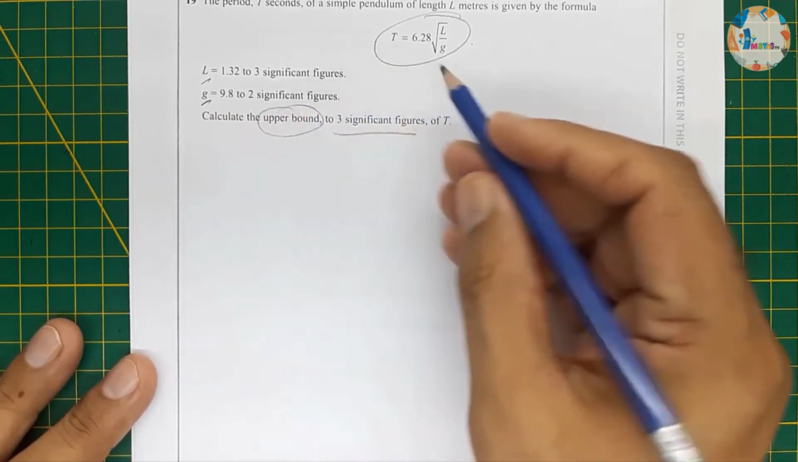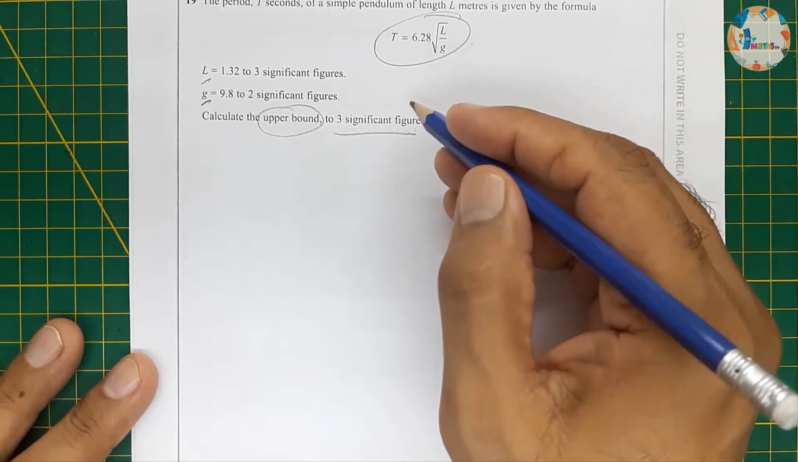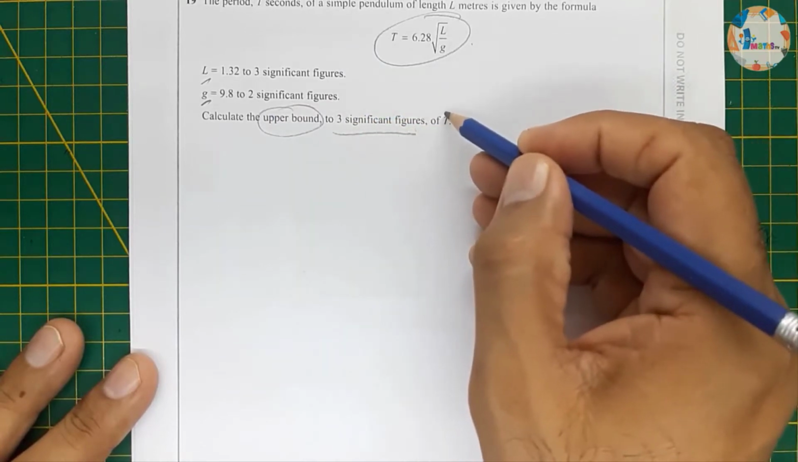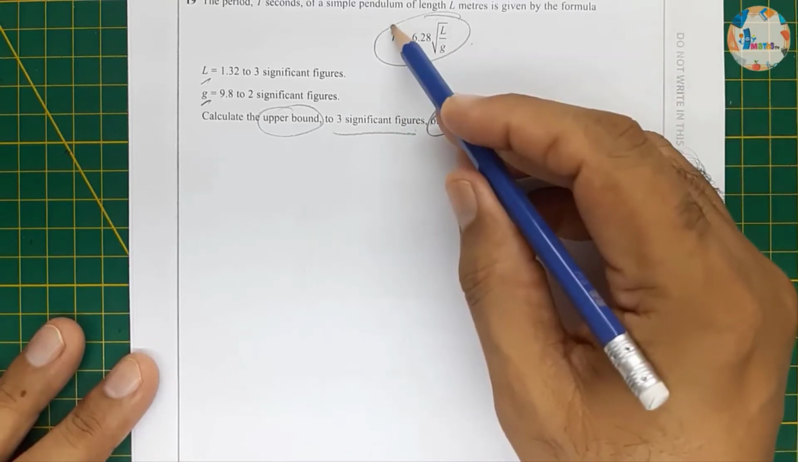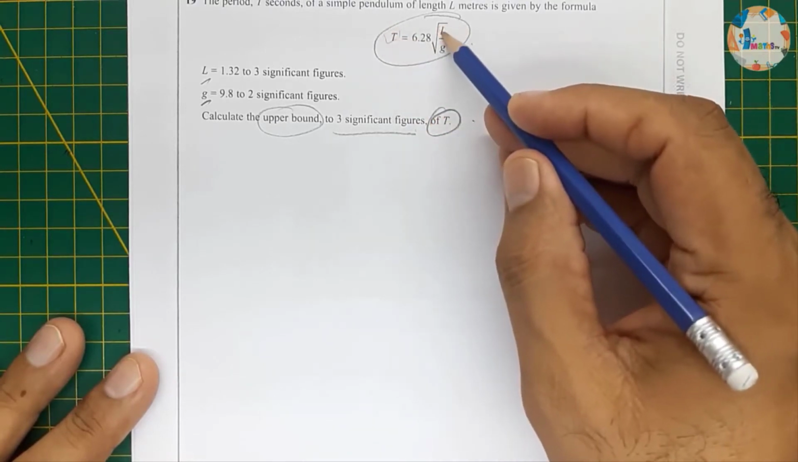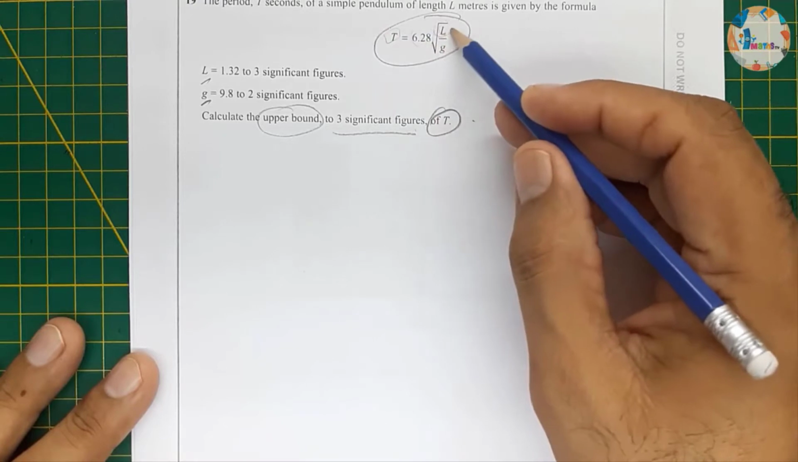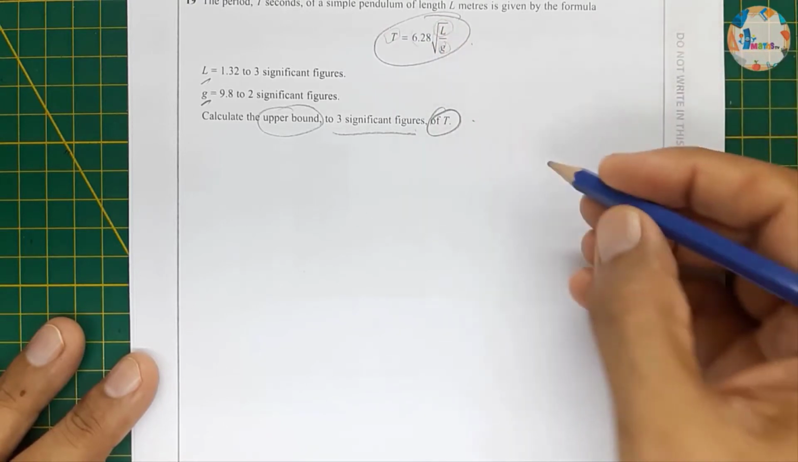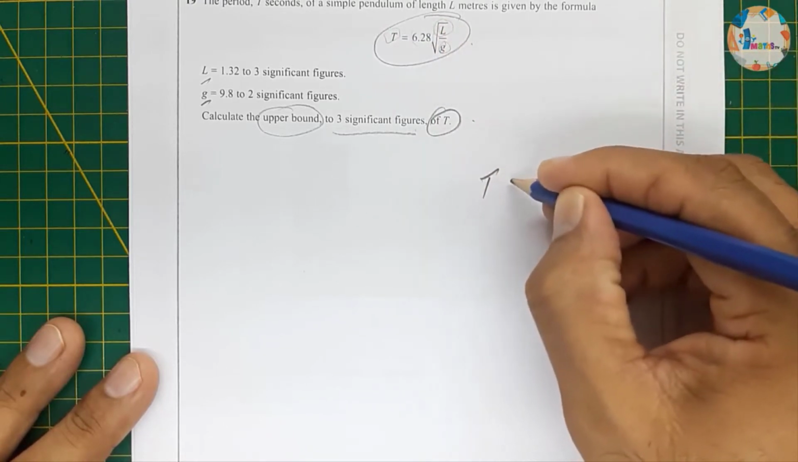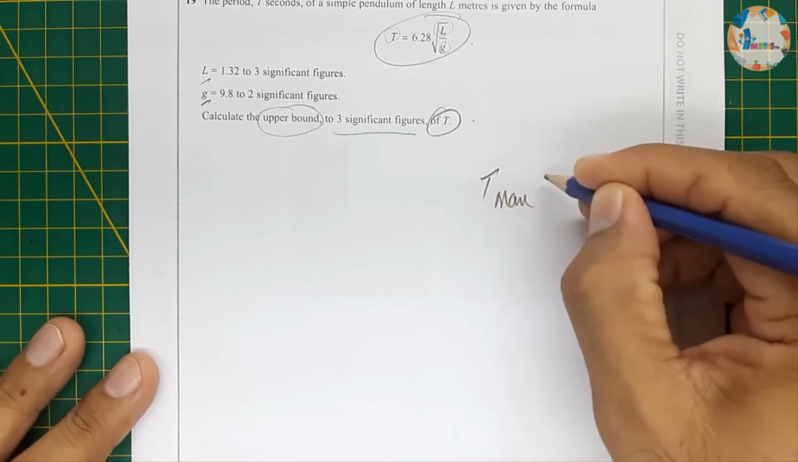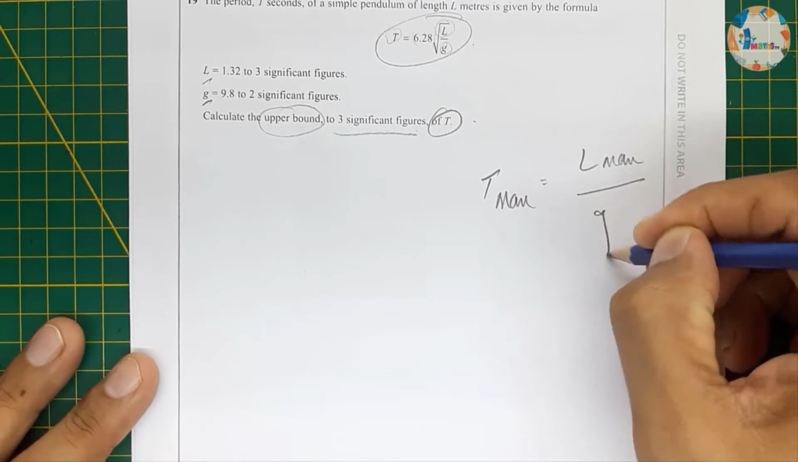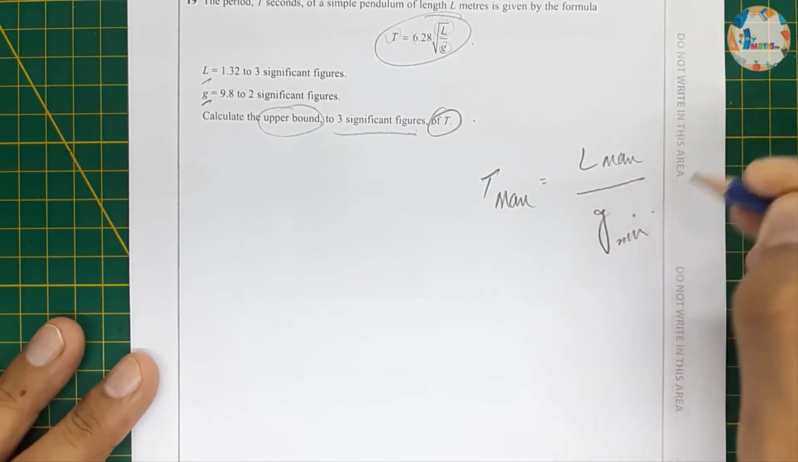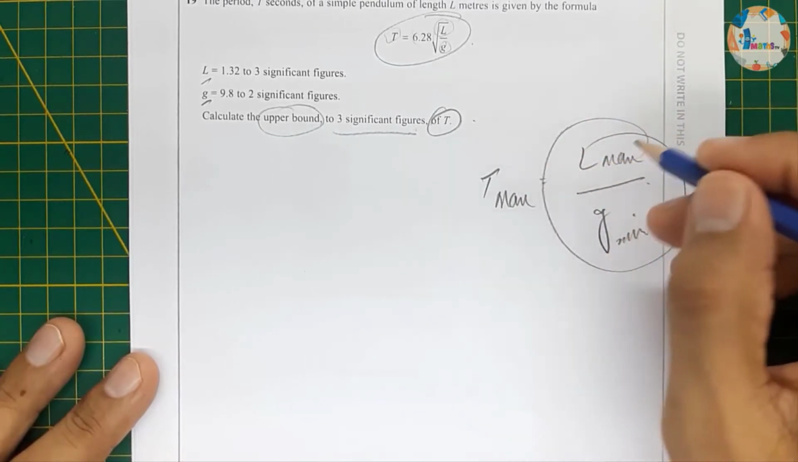Basically this is a lower bound, upper bound question. So we need the upper bound of t. t will be maximum when we have the maximum for L and the minimum for G. So to get t maximum, t will be maximum when L is maximum and G is minimum. This is what we'll have to apply.